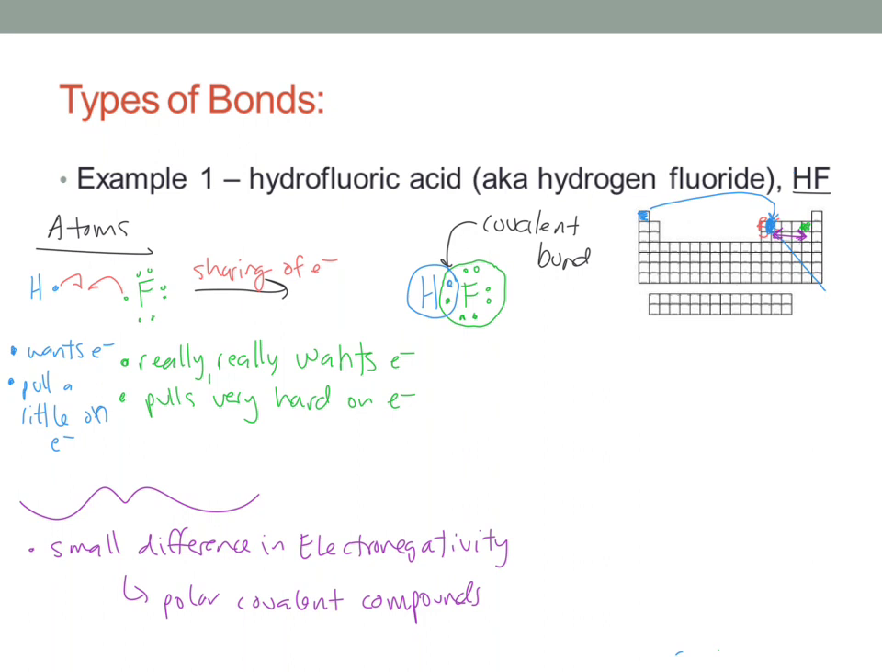Now, you'll notice it's not an octet, which is one of the reasons I'm not a huge fan of calling it the octet rule. I like the noble gas rule. It doesn't have an octet, but you don't have to have 8 to have your shells filled. You don't have to have 8 in order to look like the nearest noble gas. So these both fulfill the noble gas rule. So I'll put fulfill noble gas rule.